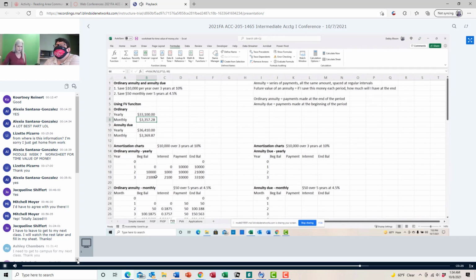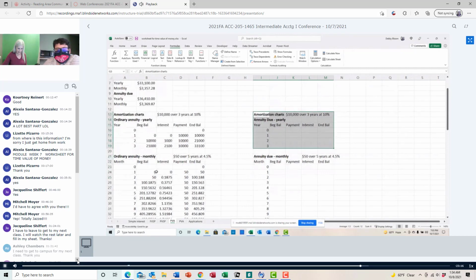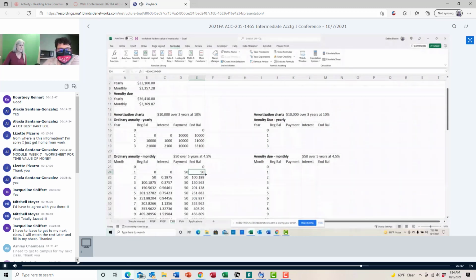Can you do it one more time? How do you click it down? Is it the ending balance, the formula, or just the fill handle? You just double click the fill handle. Okay. If you have a question, stay on until the end at this point.